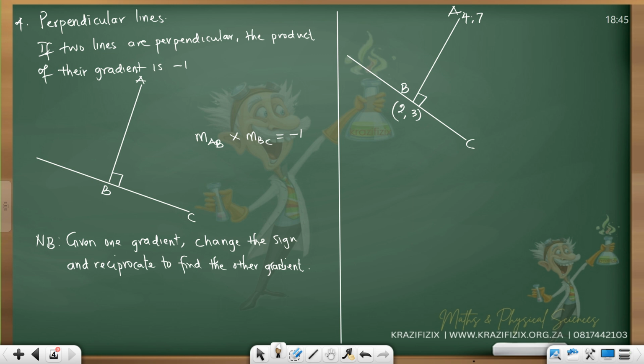We have points A, B and C. Lines AB and BC have a 90 degrees angle between them. That is the perpendicular lines. So let's put this here. 90 degrees must be between them. Perpendicular.